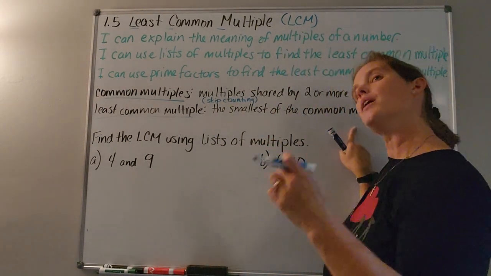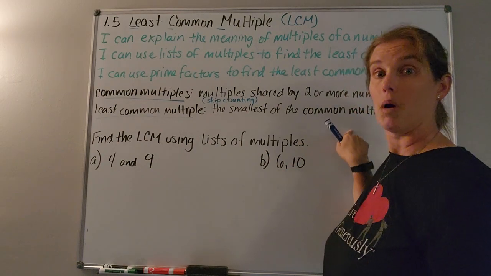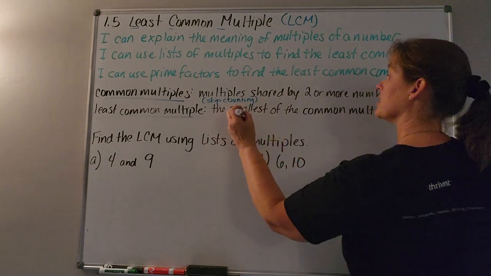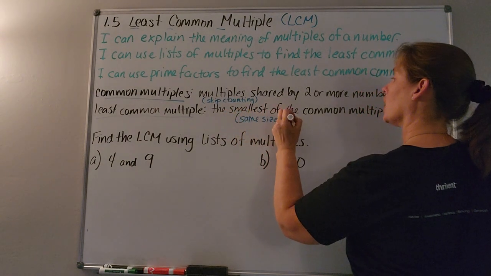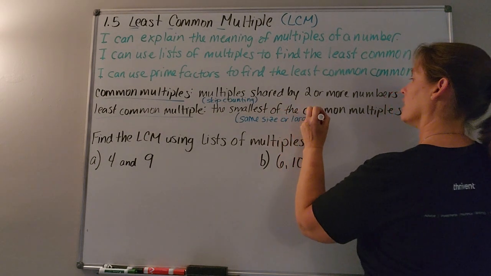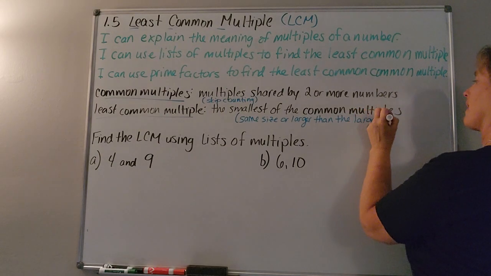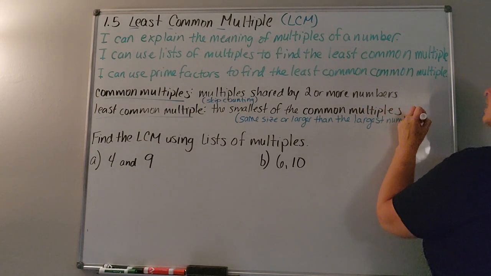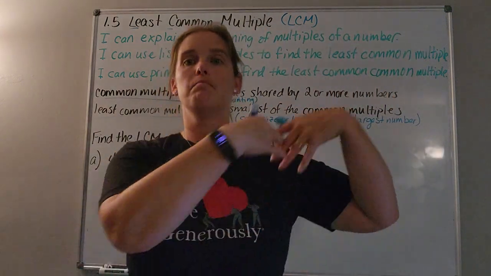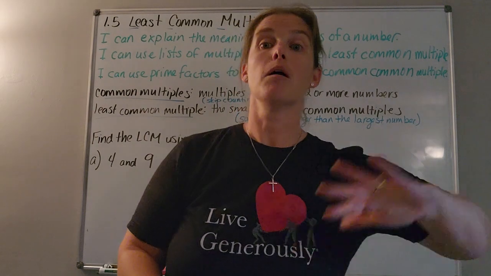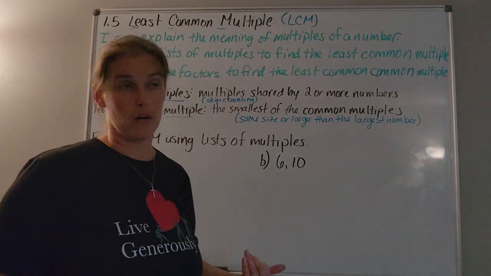So greatest common factor was always the same size or smaller than the smallest number. Well, least common multiple is going to be the same size or larger than the largest number. Remember, the LCM has to be basically bigger than the numbers. Could be the same size, but same size or bigger. So it can't be smaller than any of the numbers that are there.